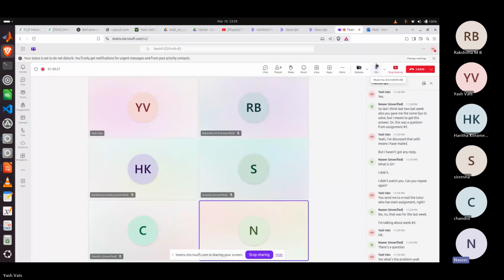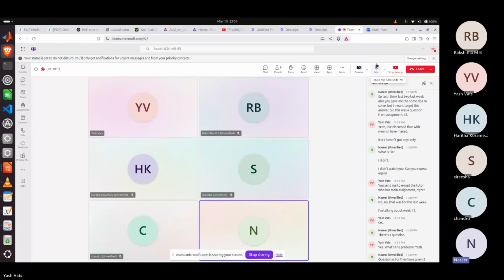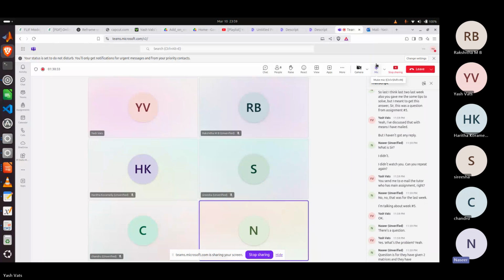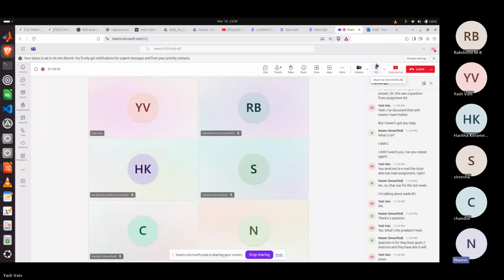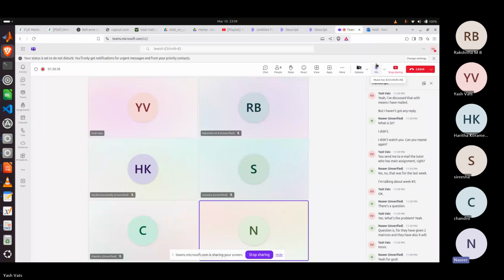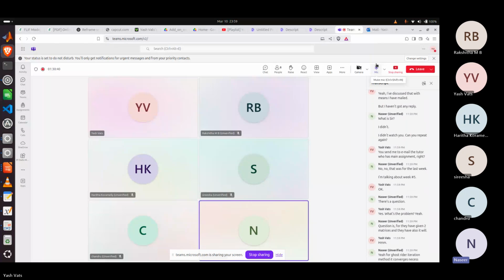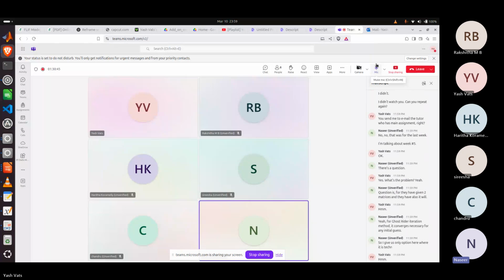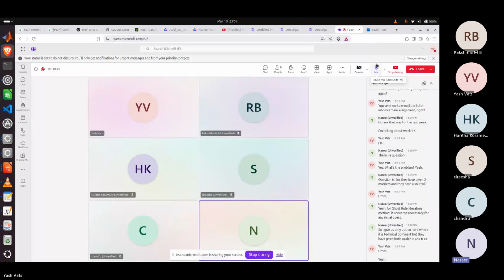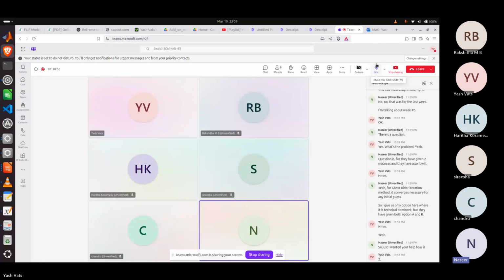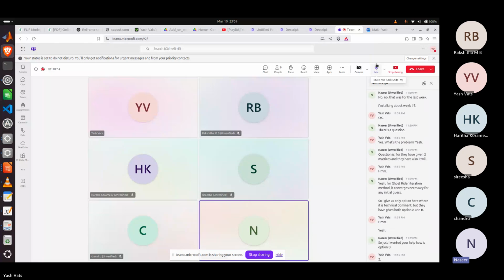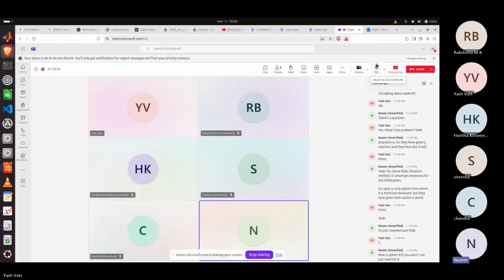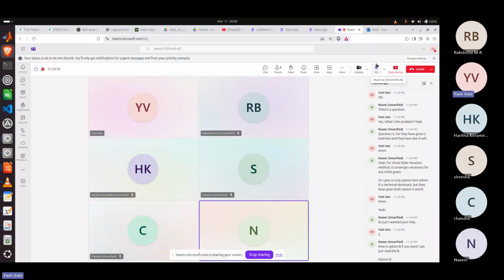The question is, they have given two matrices and asked for Gauss-Seidel iteration method, which converges necessarily for any initial guess. I got only option A, where it is diagonally dominant, but they have given both option A and B. I wanted your help. How is option B? If you want, I can read the matrix B. Please explain what option B is.